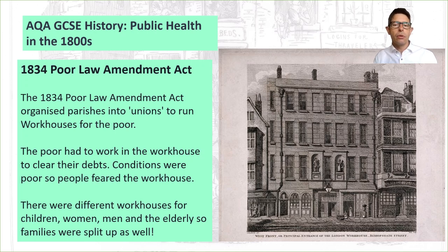The 1834 Poor Law Amendment Act organised parishes into unions to run workhouses for the poor. The poor had to work in these workhouses to pay off their debts. Conditions were obviously not very good. People feared going to the workhouse. It was like a prison for the poor. There were different workhouses for children, women, men and elderly, so often families were split up. Some of these workhouses were run by the church, so therefore religion becomes a little bit of a factor. Think about stories like Oliver Twist, and Dickens's story of Oliver Twist is a criticism of the workhouse system.